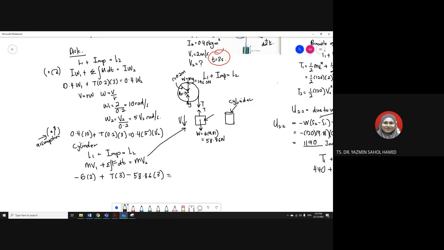Equals to our mass, which is negative 6 times VB. Okay, which VB, what is it? V2. Now, you have these two equations in front of you. If you notice both of these equations, this is your first equation and this is your second equation.